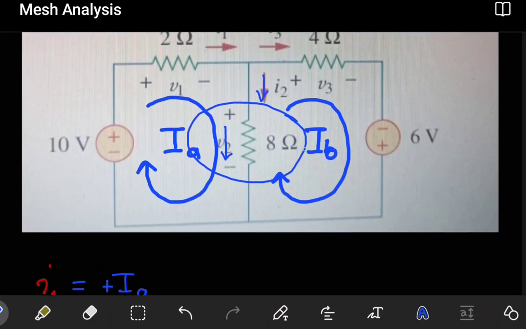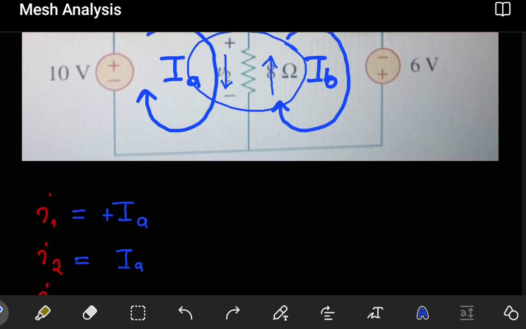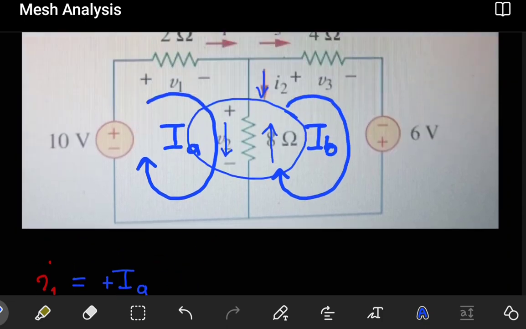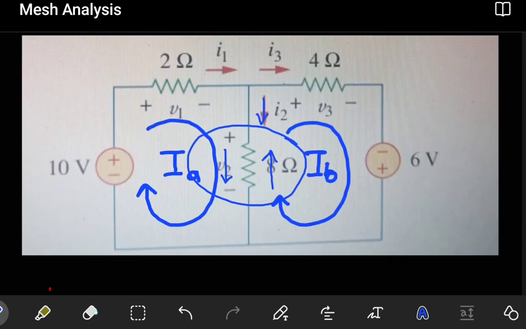As I mentioned earlier, IB will also influence what is happening in this branch. But for IB, notice that when passing through this 8 ohm resistor, IB will be going upwards, which is in the opposite direction to my I2. In other words, I2 will be affected by IB as well, but this time in the opposite direction. So I have IA minus IB. That sorts out I1 and I2.